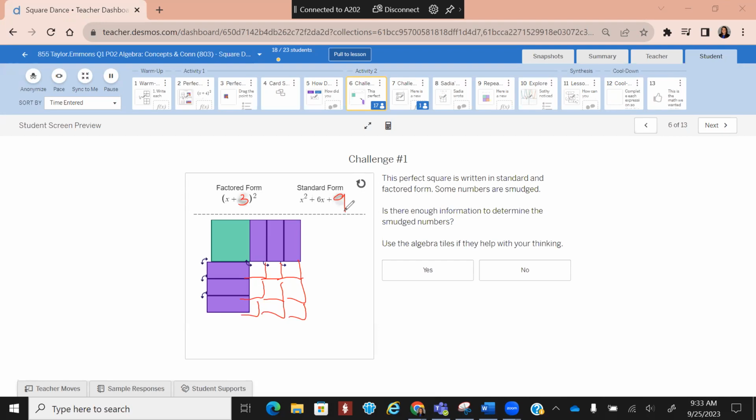This is very similar to our algebra model. So if we're here, what's 3 times 3? 9. That's why it's in that bottom right. Okay, can you try challenge number 7?